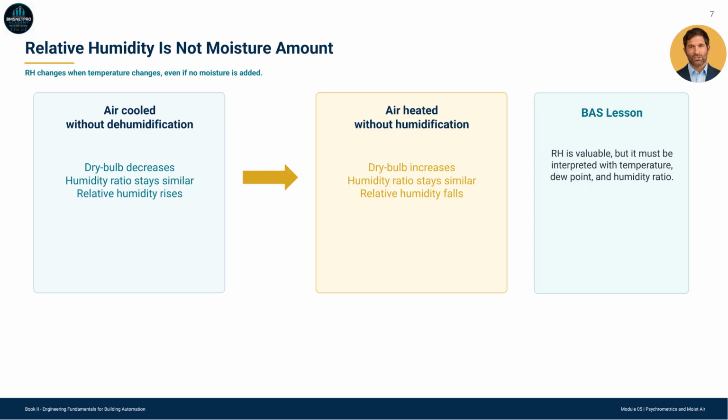Relative humidity is useful, but it is also one of the most misunderstood BAS values. Relative humidity changes when temperature changes, even if the actual moisture amount stays nearly the same. If air is cooled without removing moisture, the relative humidity rises because cooler air has less moisture holding capacity. If air is heated without adding moisture, the relative humidity falls because warmer air can hold more moisture. So a low indoor RH in winter does not necessarily mean moisture was removed inside the building. It may simply mean cold outdoor air was heated.